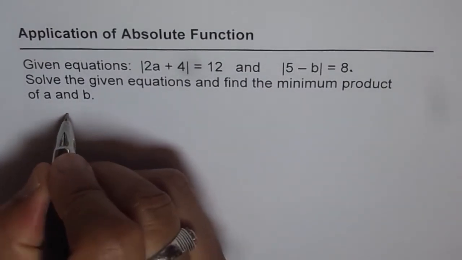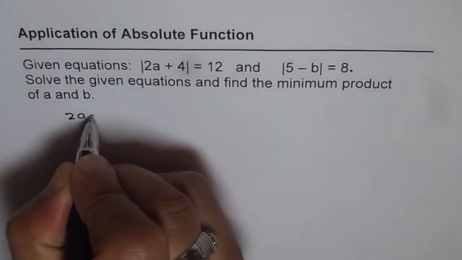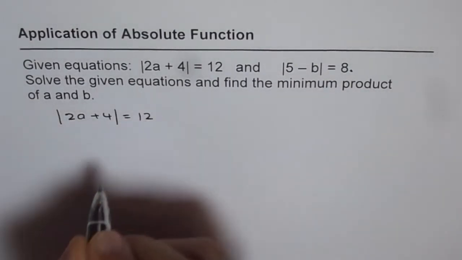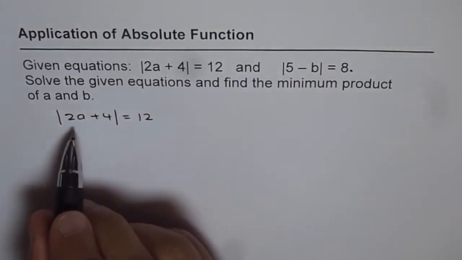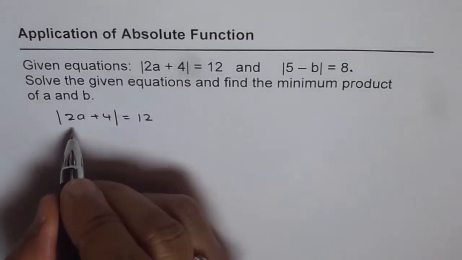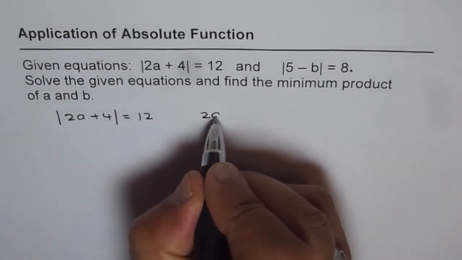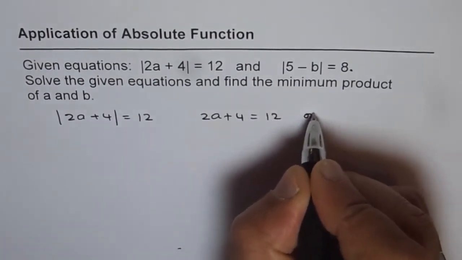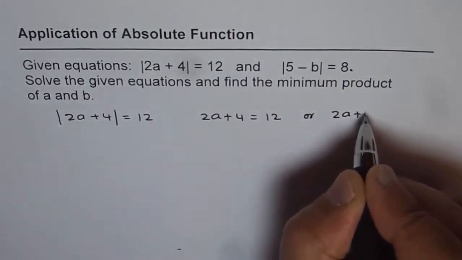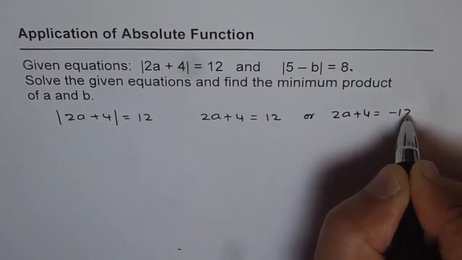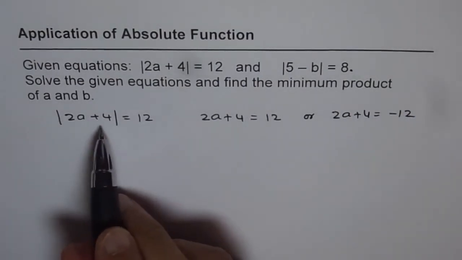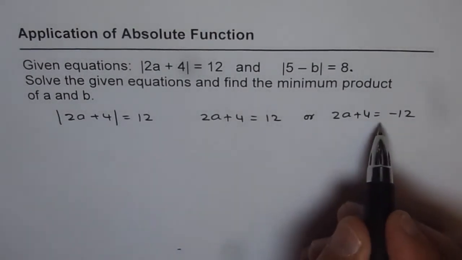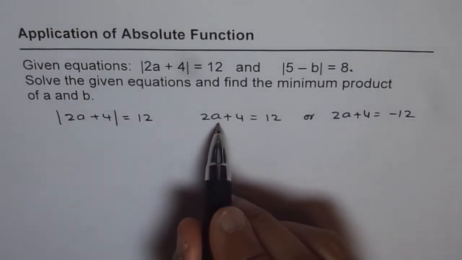When we say that absolute value of 2a plus 4 is equal to 12, then we also mean that 2a plus 4 equals 12 or 2a plus 4 equals minus 12, right? Because absolute value will always return you a positive value, right? So let's solve these two equations and find possible values of a.